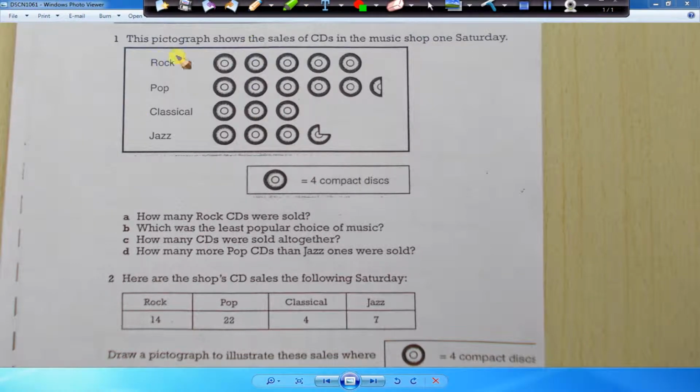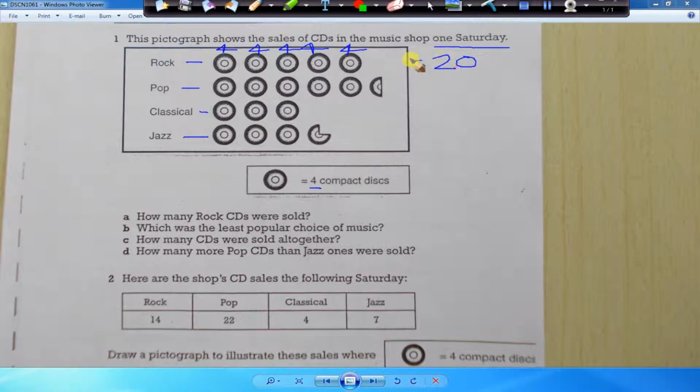This pictogram shows the sales of the CDs in the music shop one Saturday. You have rock, pop, classical and jazz, the different types of music. So this full picture represents how many discs? 4. How many rock CDs were sold? Let's do this carefully together. This first one is worth 4, and the next one another 4. That's 20.